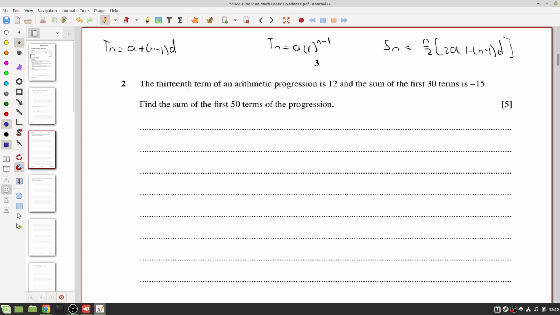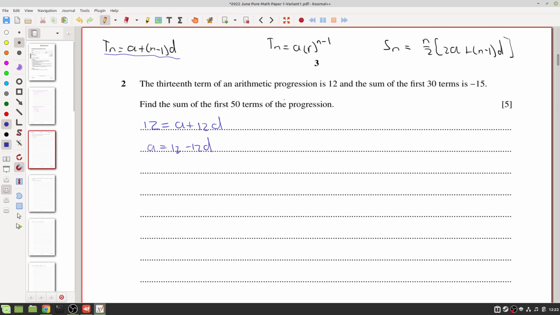Okay, so the 13th term, that's where we can use this. So term 13 is 12. So 12 equals a plus (n minus 1), so the 13th term, so 13 minus 1, times the common difference. Okay, let's rewrite this to get a by itself. So that'll give us that a is equal to 12 minus 12d.